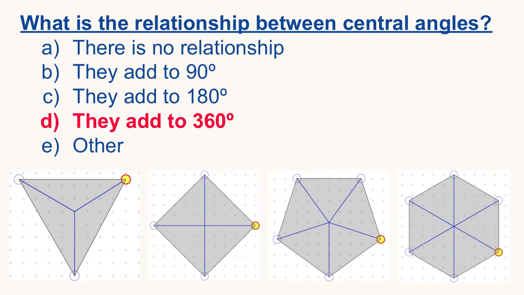So they add up to 360 degrees, and the reason is that the central angles always make a circle. Circles add to 360, so those central angles have to add to 360.